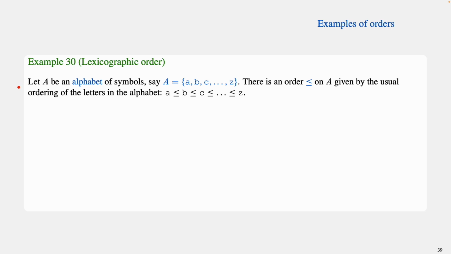Now we get a bit of an unusual example, which actually is not so unusual, but it's a bit tricky to define properly. The lexicographic order is the order in which we would look up entries in a dictionary. And to make it simple, I use a particular example here for an alphabet. So if we're given an alphabet of symbols, let's just say A, B, C, D, E, F, G, and so on, so the usual alphabet, then there is an order on this set A, on the alphabet, given by the usual ordering of letters in the alphabet.